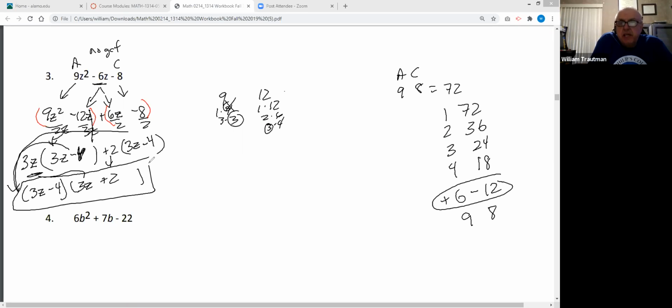So this is called the AC method, or factoring when the number in front of x squared does not equal 1, called the AC method. Sometimes they call it splitting the middle method, because you split the middle into 2 numbers and create 4 terms.